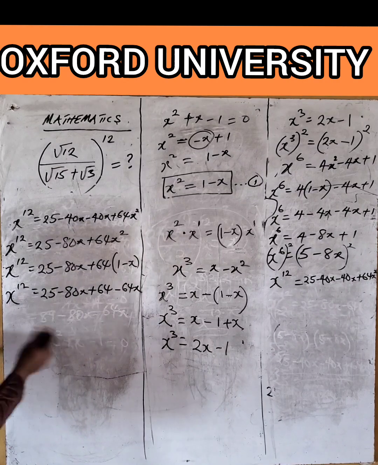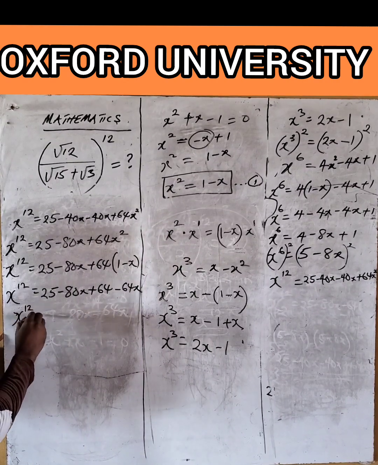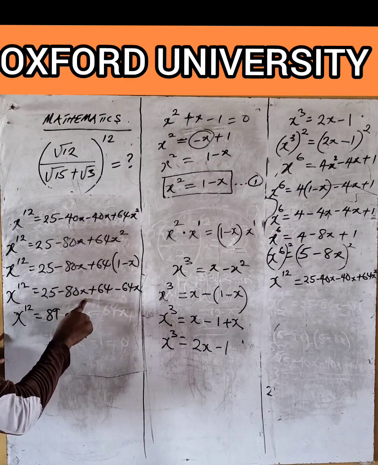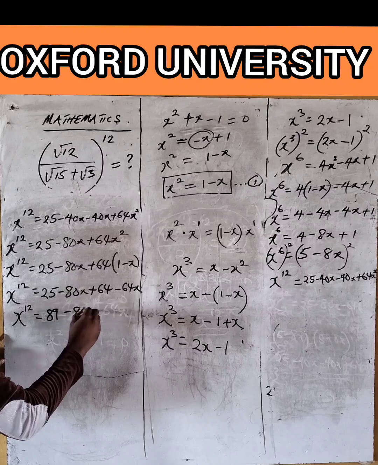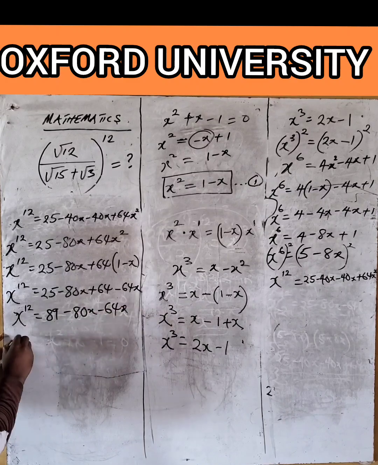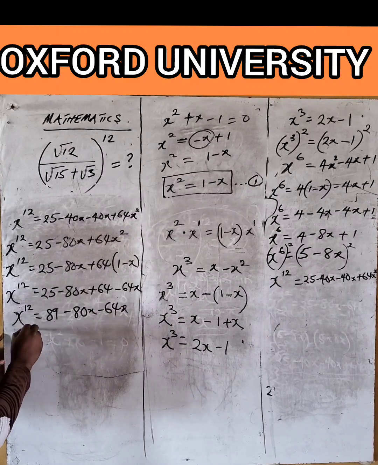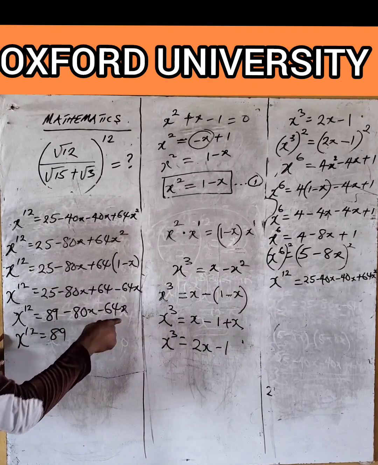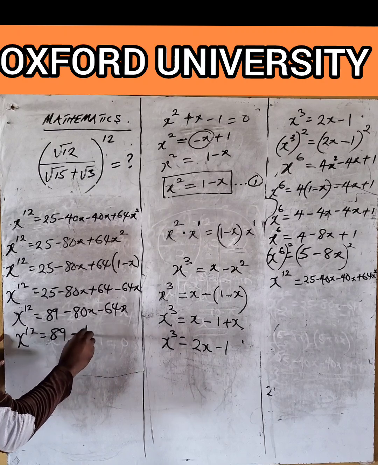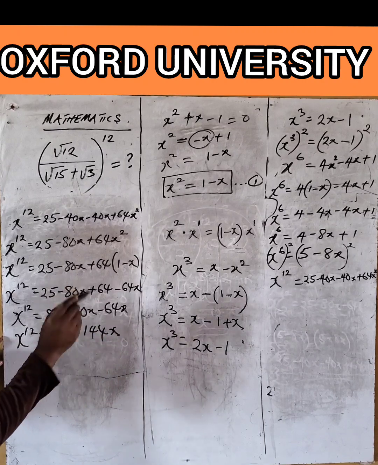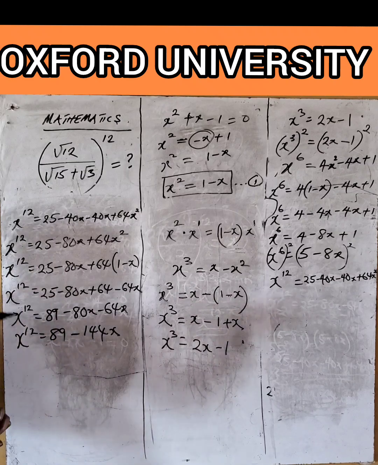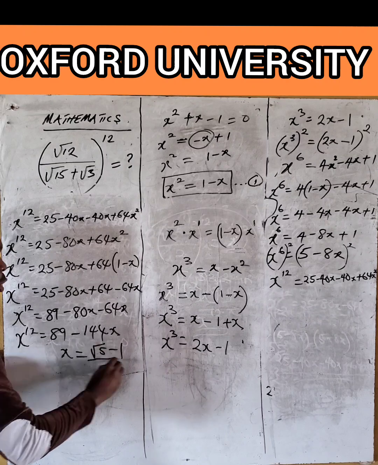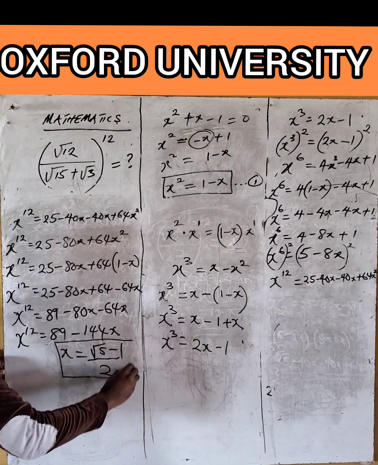If this is true, then we'll be having x raised to the power 12 is equal to 25 plus 64 will give us 89, and then we are having here minus 80x minus 64x. And of course, our x raised to the power 12 will be giving us 89, minus 80x minus 64x will give us minus 144x. But recall, while we were solving, you remember that I said that x is equal to root 5 minus 1 all over 2. That was what we stated initially while we were solving.